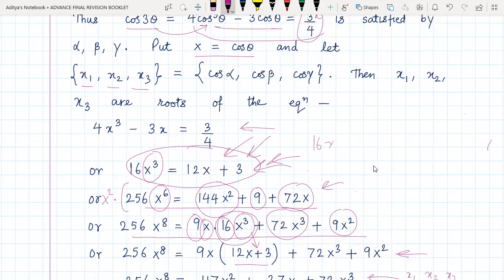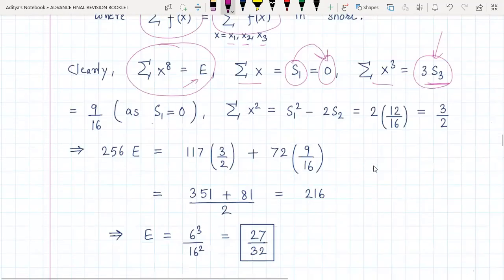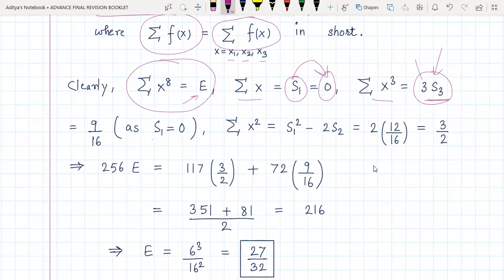S3 value we can easily observe from this equation. Look, I can write this equation like this, right? So what is S1? 0. What is S2? S2 would be minus 12 by 16. Then what would be S3? So minus plus minus. So minus of minus 3 by 16. This is what S3 would be, right? So it is basically 3 by 16. And since we have 3 times S3, so 3 times 3 by 16 is 9 by 16. So since S1 equal to 0, we were able to use this formula.